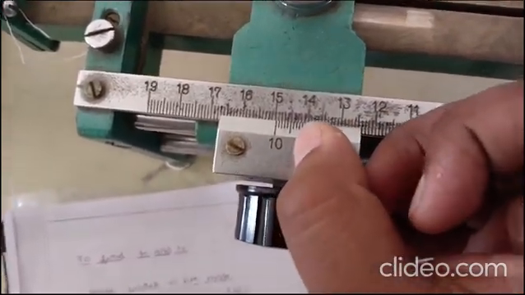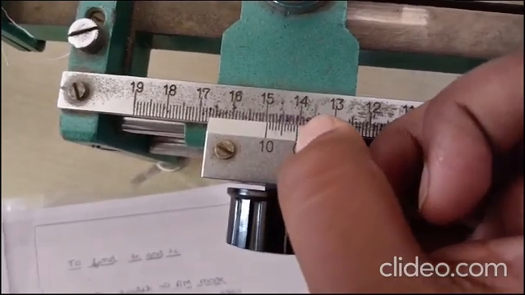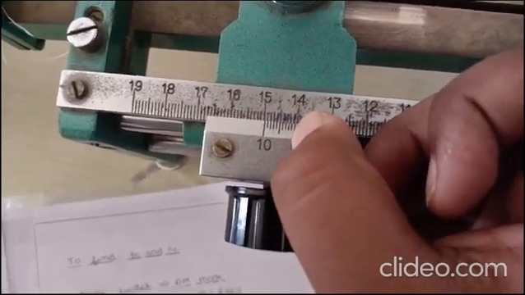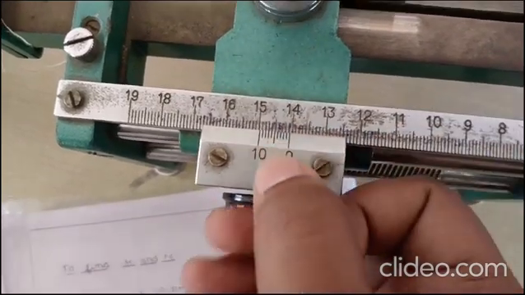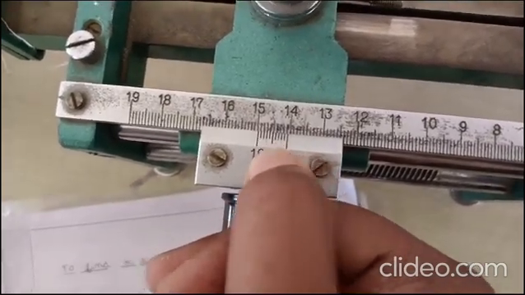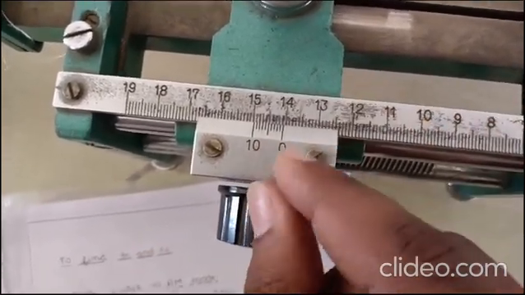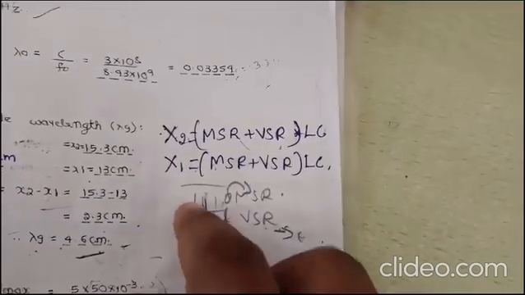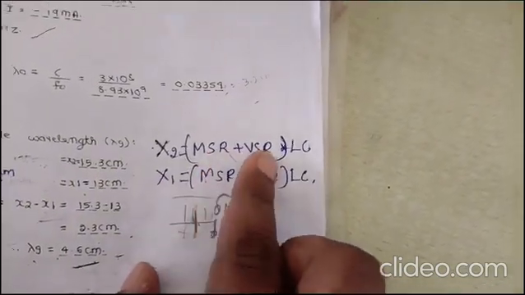See where it has been coinciding. That means the fourth point, that is point 4, you can take it as 4 here: VSR value as 4 and MSR value as 14.1. You have to substitute the values of MSR, VSR, and LC.